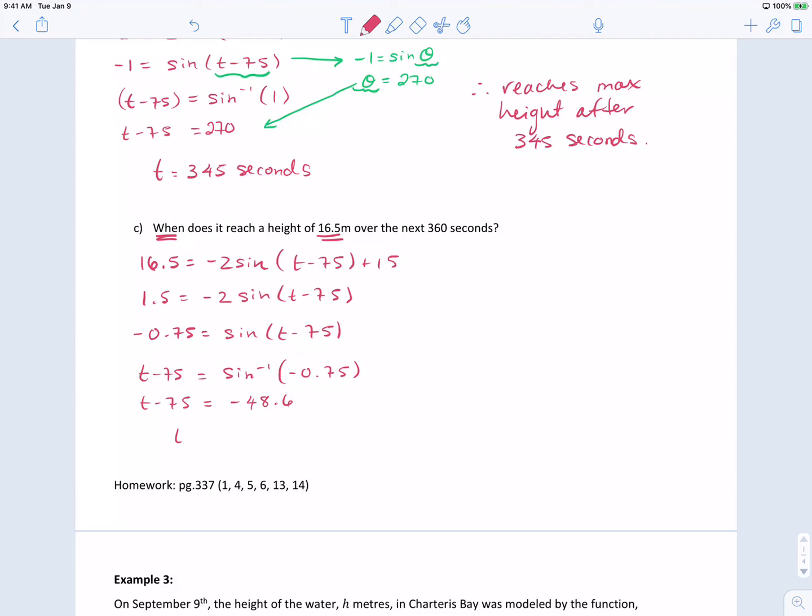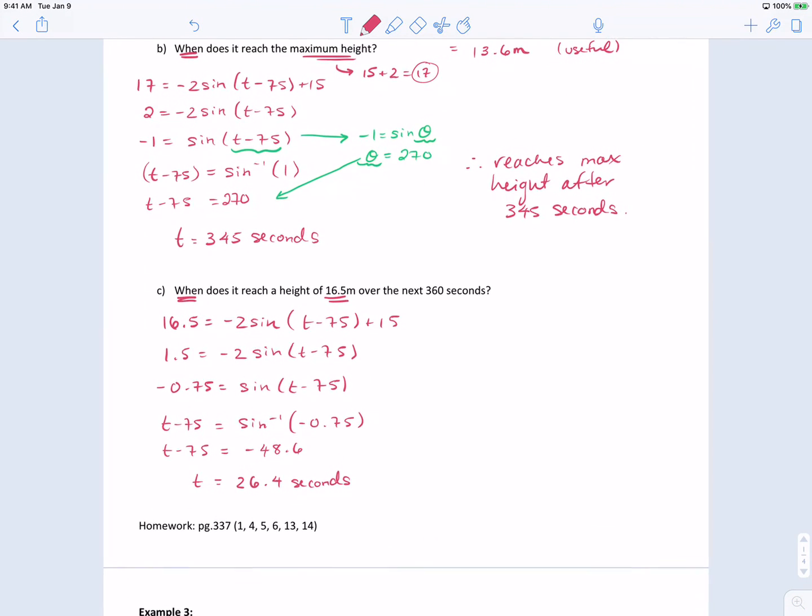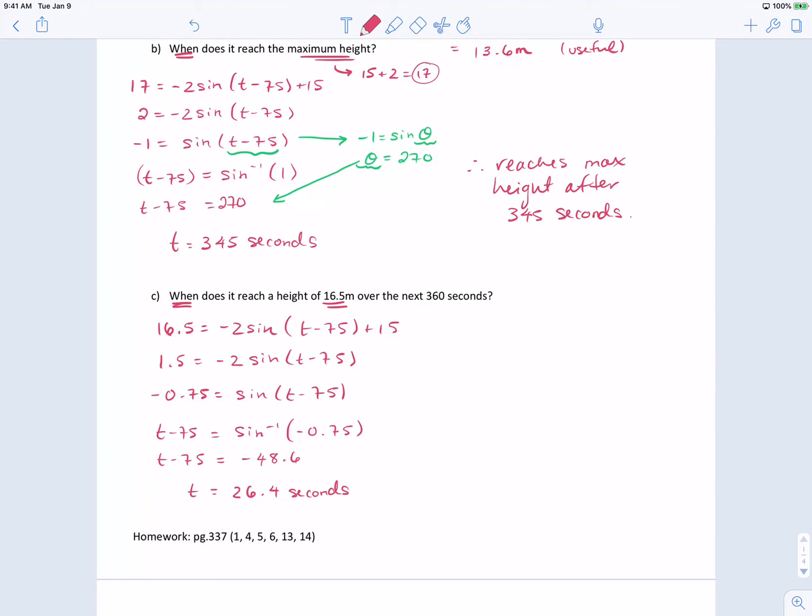I add again 75 degrees or 75 units to get them all back on the same side so I can solve for t, and I'm left with 26.4 seconds. So every time I'm doing this with question B and C, I set my height equal, and the whole goal is to get t by itself. These are two common extension questions on evaluations. Hint, hint, nudge, nudge.